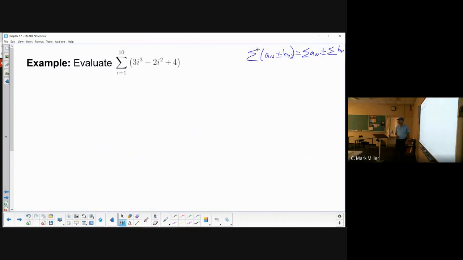Evaluate. So this is going to be the sum i equals 1 to 10, 3i cubed, minus the sum i equals 1 to 10, 2i squared, plus the sum i equals 1 to 10 of 4.